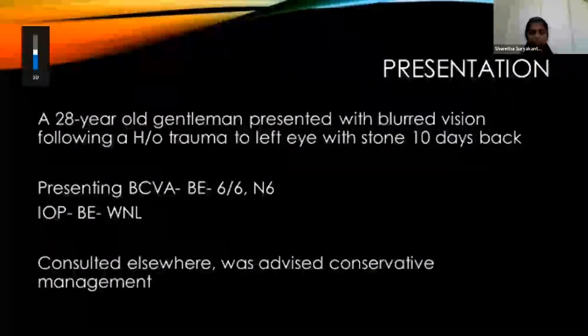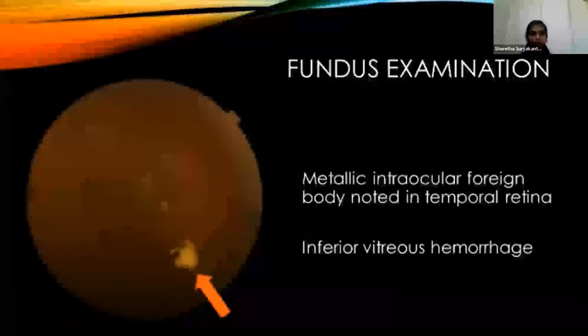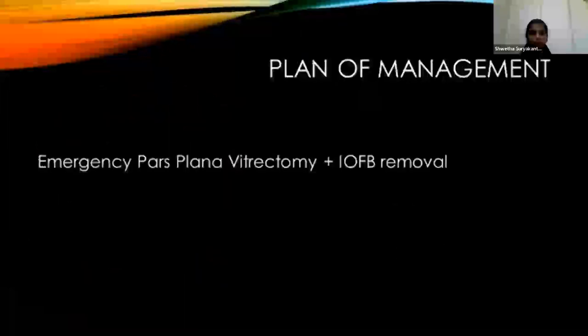Hello everyone, presenting to you a case of a 28-year-old gentleman who came to us with blurred vision following a history of trauma to the left eye with stone 10 days ago. His presenting visual acuity was 6-6 and N6. He had consulted elsewhere, was told to have bleeding in the eye and was advised conservative management. At presentation with us, he had an inferior vitreous hemorrhage in the left eye with a metallic intraocular foreign body which was noted in temporal retina. In view of retained intraocular foreign body, we posted him for an emergency pars plana vitrectomy and foreign body removal.